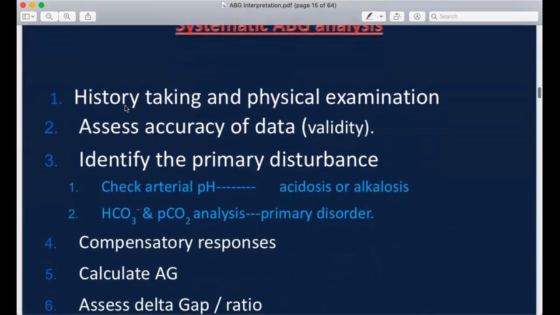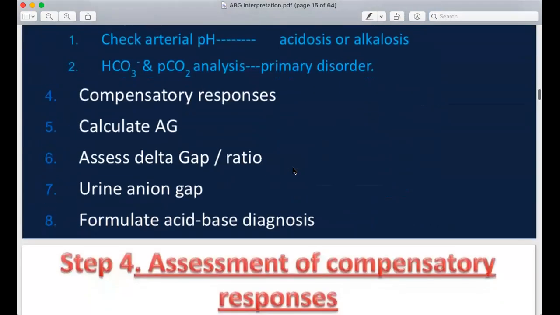Now, we already did the history taking and physical examination. We did the validity check with the equation and then identified the primary disturbances. Now we are going to do the compensatory responses in the next lecture.